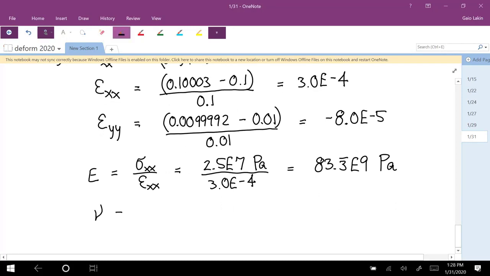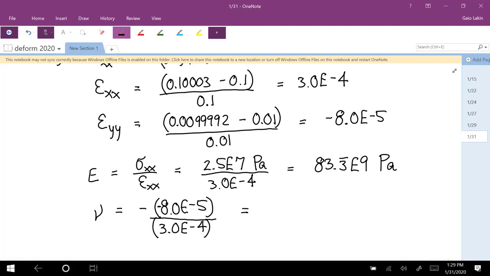And the Poisson's ratio is negative out of axis strain. So that's the 8.0 times 10 to the minus 5th divided by, we have a negative here, divided by the in-axis strain of 3.0 times 10 to the minus 4. The negatives cancel out, and you get a positive Poisson's ratio. You always need to get something between 0 and 0.5, and in this case, it's 0.26 repeating, and that's unitless.